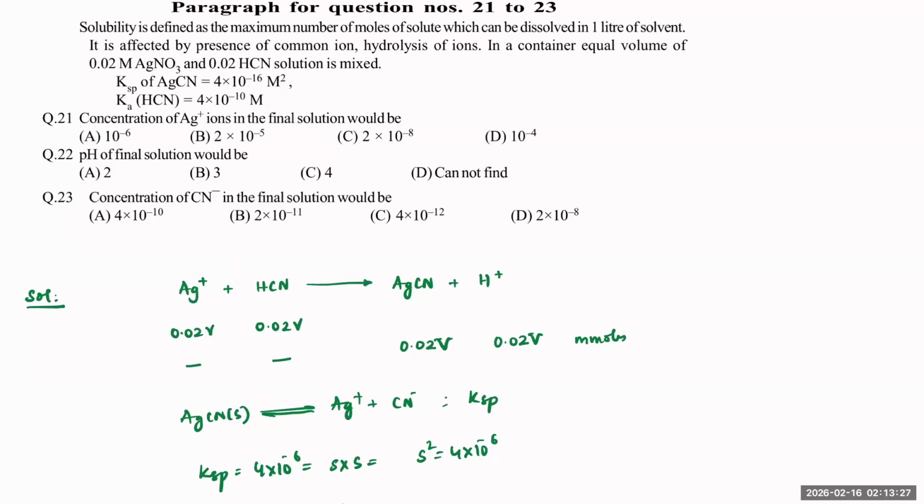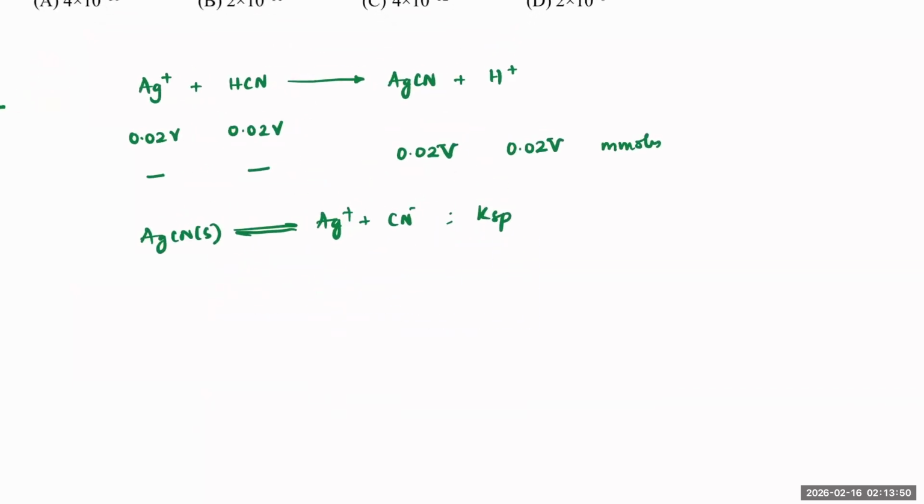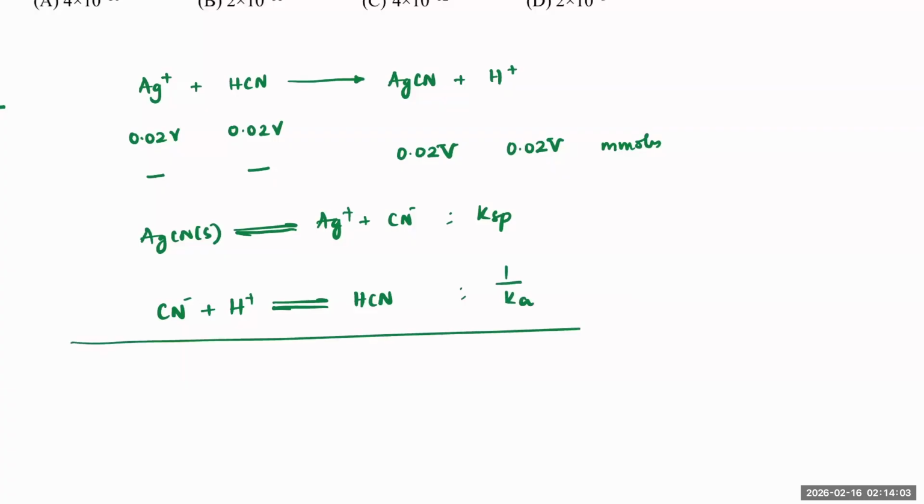One minute, I made something wrong here. It is affected by the presence of common ion, hydrolysis of ions. In a container, equal volume of 0.02 molar AgNO3 and 0.02 molar HCN is mixed. Okay, got it. So which means this CN minus which is there, whatever the CN minus which is forming here, correct, that will get affected by the hydrolysis of H plus. So that will become HCN in this case. So that will be equal to 1 by Ka value here. So add both of them.